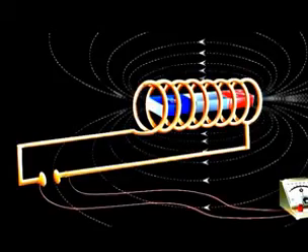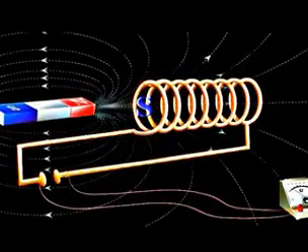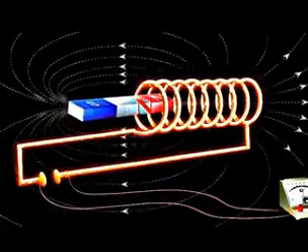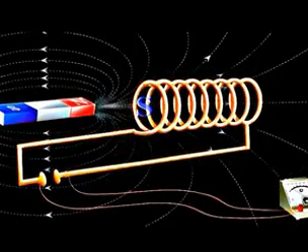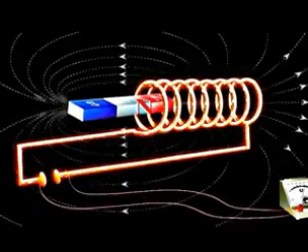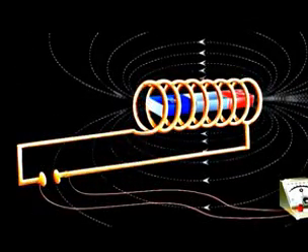Whenever the magnetic flux linked with an electric circuit changes, an EMF, electromotive force, is induced. This is Faraday's first law of electromagnetic induction. The induced EMF produces a current if the circuit is complete.